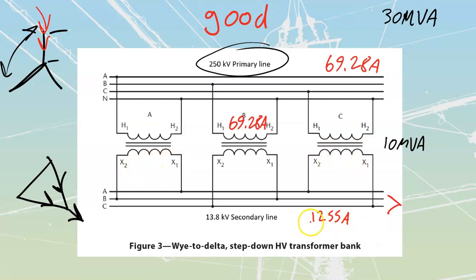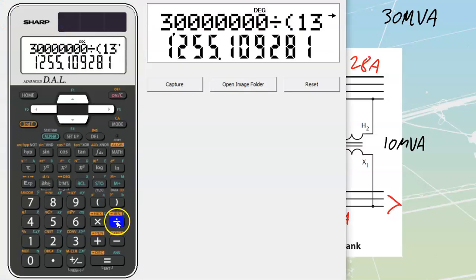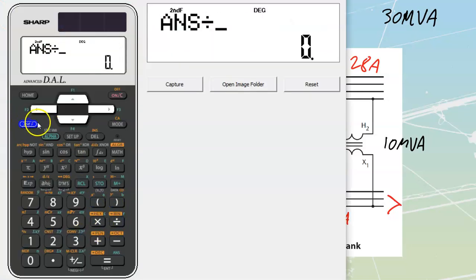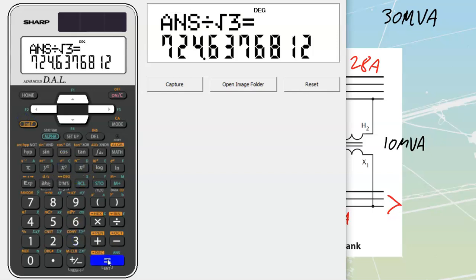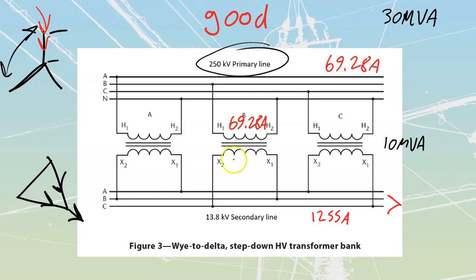And we can find the smaller currents by taking our 1255 and dividing it by root 3. So we'll just do that, 1255 divided by root 3, which gets me down to my individual phase current of 724. 724 amps that we are going to have through my individual phases. A 700 amp winding, the copper size, compared to 1255 is going to be significantly less.